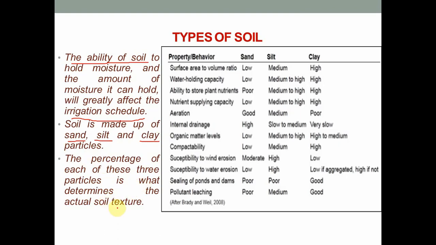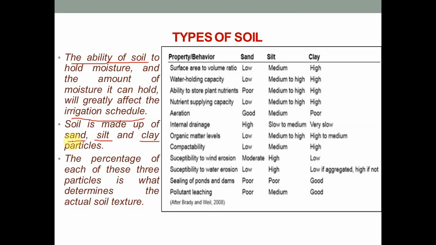Okay, so every soil which is used for agriculture is made up of three components, that is sand, silt, and clay. Now the percentage of the respective particles can vary. In some soils the percentage of clay will be more, in some soils the percentage of silt will be more, and in some soils the percentage of sand will be more. And depending upon those different percentages, we get a number of different soil mixtures.